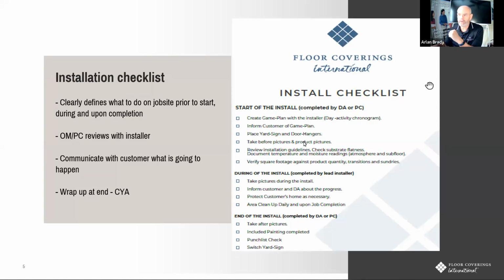We've put a yard sign and door hangers out. We've taken before pictures. We've reviewed the installation guidelines. So these are the manufacturer's guidelines. We've documented temperature and moisture readings. We've verified the square footage against the product, the quantity, transition pieces, and everything. So this is basically just a checklist for your office manager or production coordinator to go through with the installer that says, do we have everything that we're supposed to have?